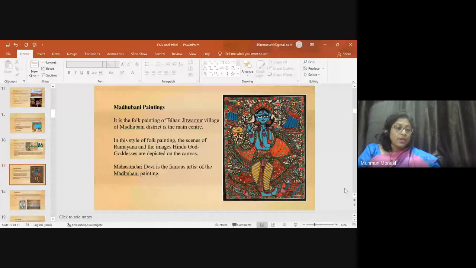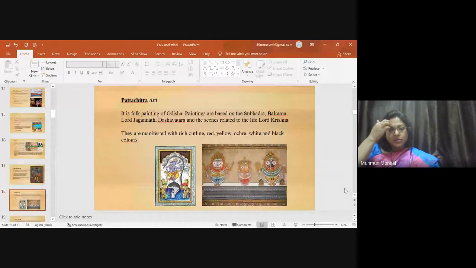Then I am moving to the Pattachitra. Pattachitra is famous in Orissa as well as in Bengal. Before moving to Bengal, I am going to discuss the Orissa Pattachitra, because I am discussing these two different Pattachitras as a clear reflection of regional art. Here you can see Jagannath, Balaram and Subhadra. See, and this is Kaliyadaman of Sri Krishna. Okay, Krishna is standing on the snake.